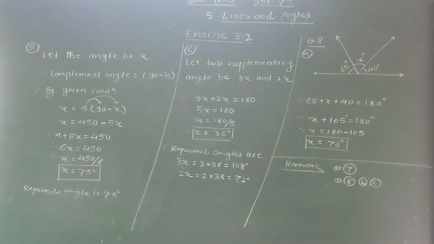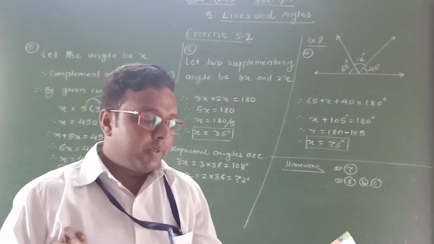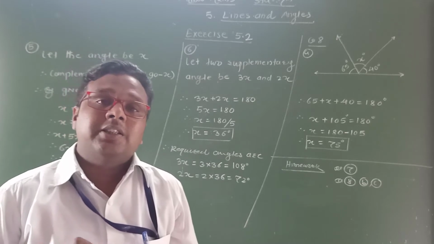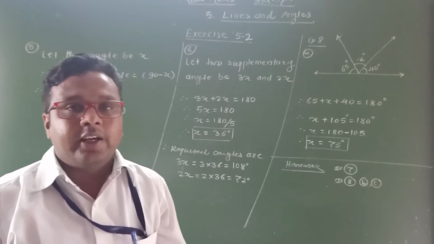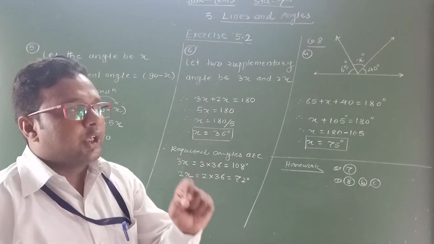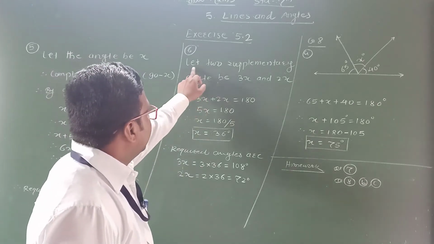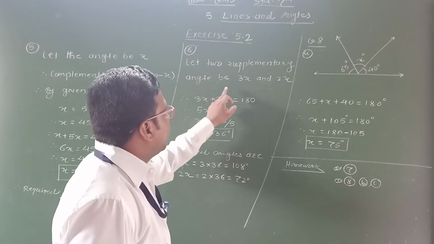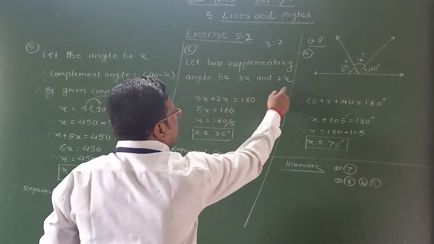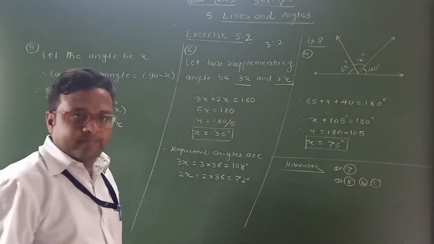Now see the next question. Question number 6. In this question, two supplementary angles are in the ratio 3:2. Find the angles. Okay. If any quantity is given in a ratio, you have to take a common multiple with that. Therefore here we consider, let the two supplementary angles be in the ratio 3:2. We take the common multiple x. Therefore these two angles are 3x and 2x.